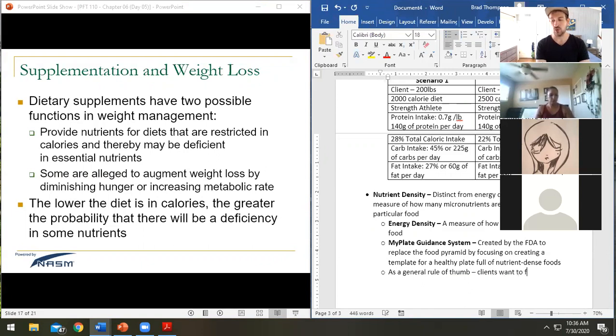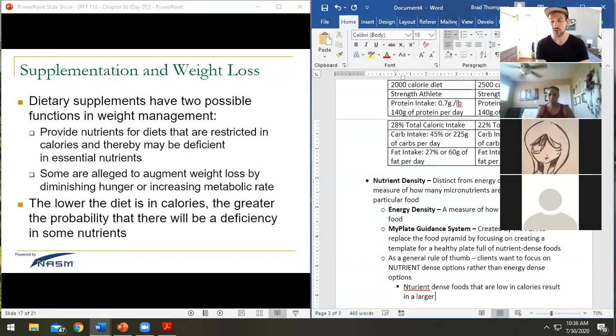clients want to focus on nutrient dense options rather than energy dense options. And nutrient dense foods that are low in calories result in a larger volume of food consumed per day, resulting in higher levels of satisfaction.